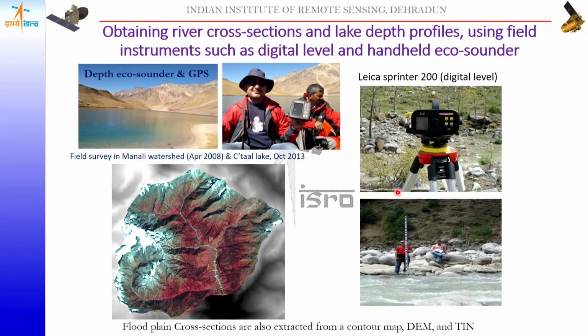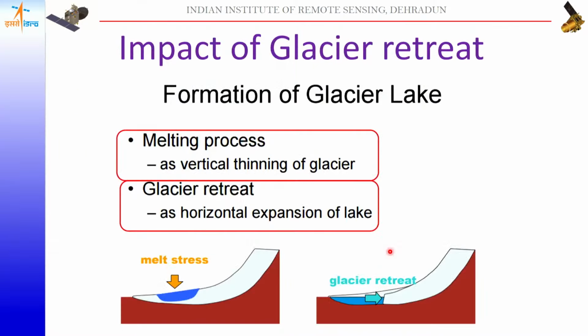And to improve the accuracy of these models, we generally conduct field surveys, either bathymetry surveys or cross-section surveys. These are some examples from such bathymetry and river cross-section surveys.